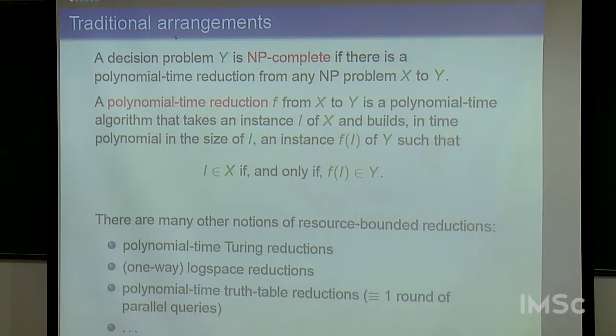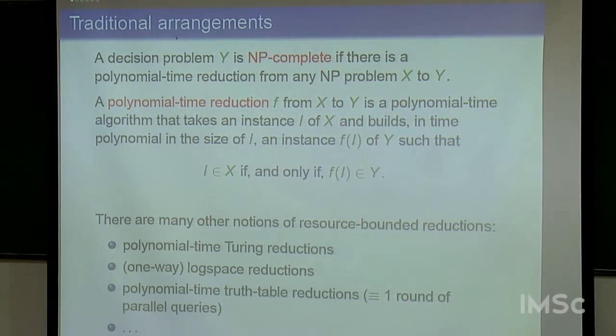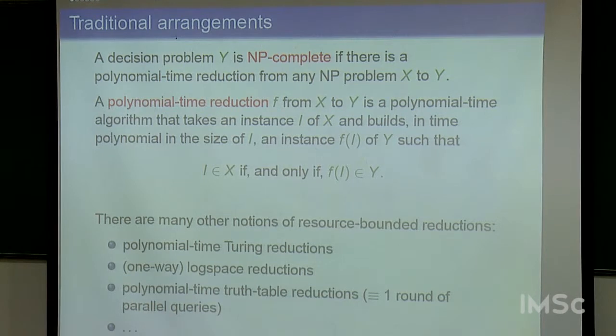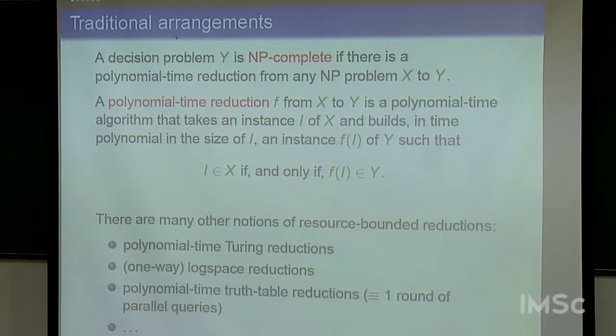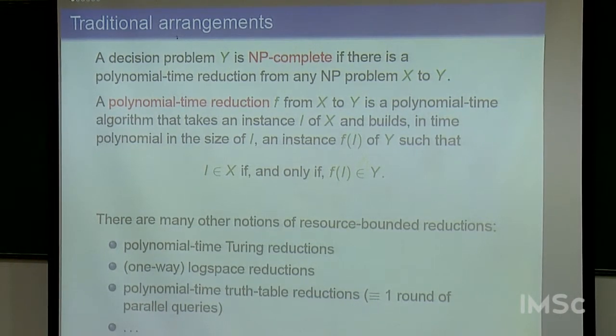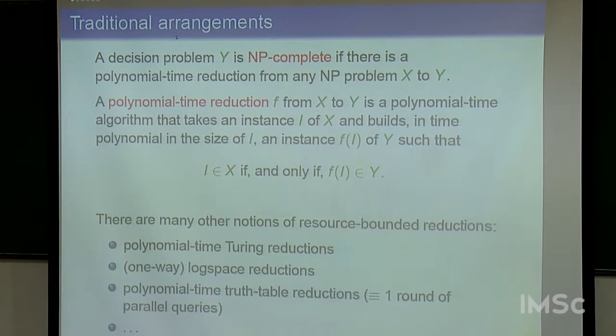And there are many other notions of reduction. We have polynomial time Turing reductions. These are the many-one reductions. We have one-way log space reductions, where we're only allowed to use log space on the machine and the head can only move one way. We have polynomial time truth table reductions, which are essentially equivalent to rounds of parallel queries, and there's lots more in the literature.